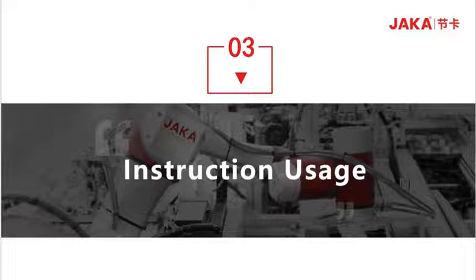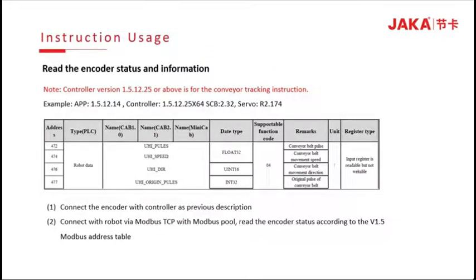Instruction usage. Read the relative reading and status of the encoder. Note that the Conveyor instruction requires the controller version 1.5.12.25 or above to function. First of all, connect the encoder with the controller according to the procedure mentioned above. Second, use the Modbus port to connect the encoder. Then, we could read the encoder reading and status according to the version 1.5 controller Modbus address table.